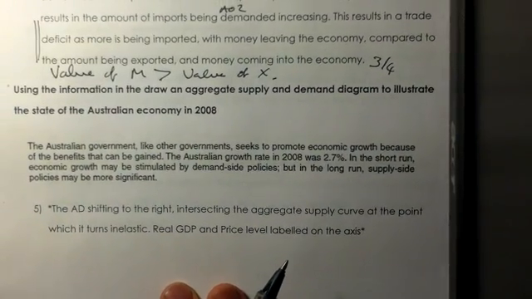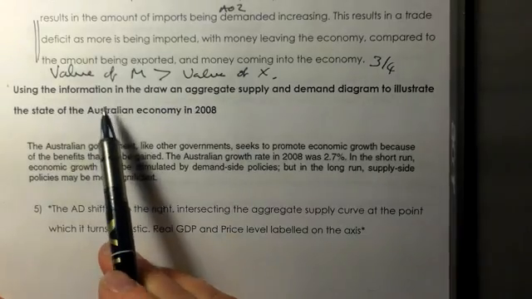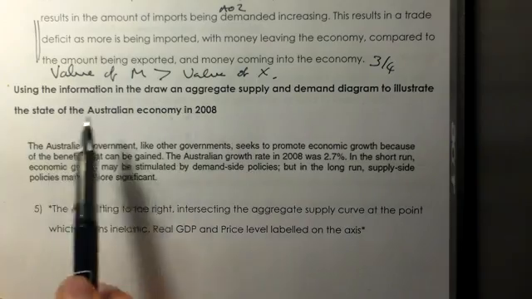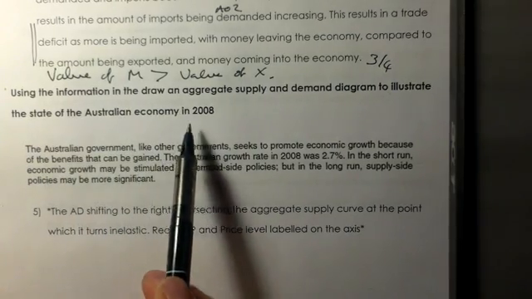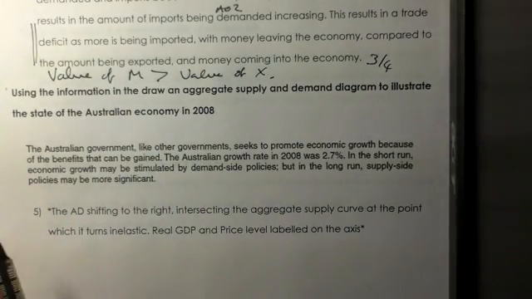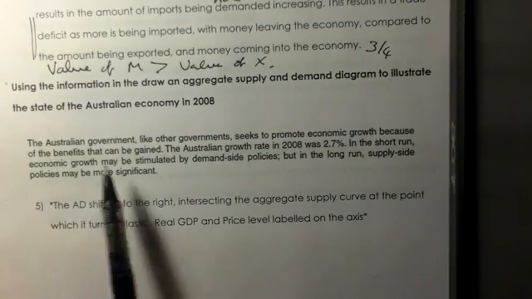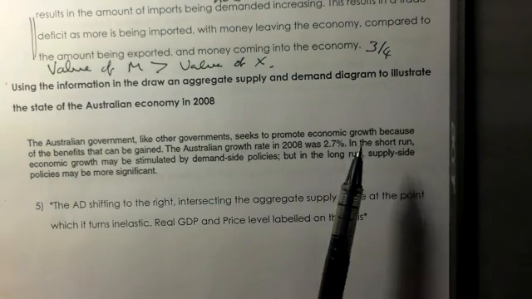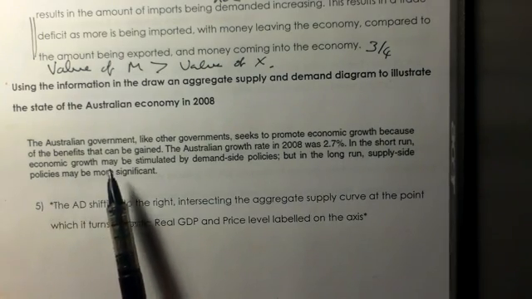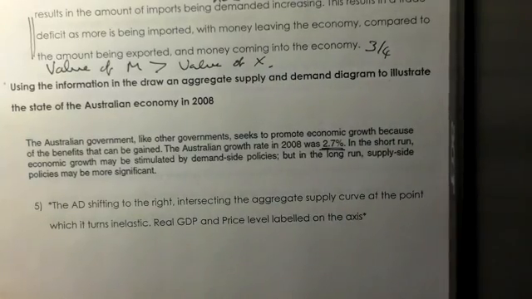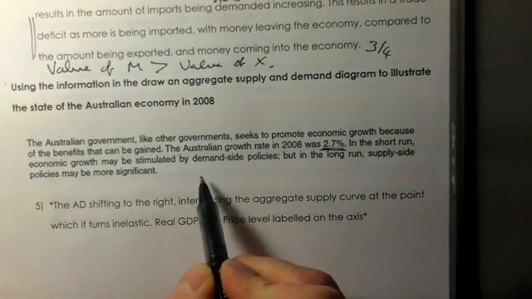The next question says, using information in the case study, draw an aggregate demand and supply diagram to illustrate the state of the Australian economy in 2008. The key part from the case study that refers to this, it says, the Australian government, like other governments, seek to promote economic growth because of the benefits that can be gained. The Australian growth rate in 2008 was 2.7%. So you know the economy was growing.